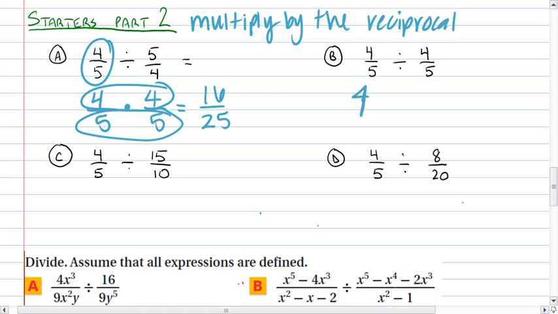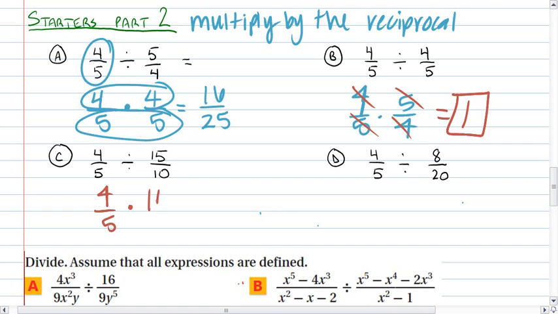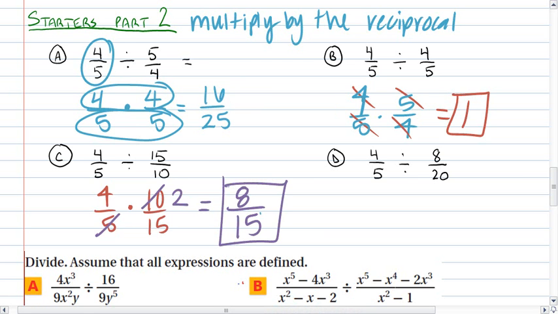In part B, when we copy dot flip, we can see that we have a common factor of 4 in both the numerator and denominator, as well as 5 in both the numerator and the denominator. So the answer here would just be 1. As we copy dot flip in part C, again, remember we want to look for common factors. So if I notice that 5 and 10 are both divisible by 5, we would be left with a 2 in the numerator. So when I multiply straight across the top, I would end up with 8, and straight across the bottom, I would end up with 15.